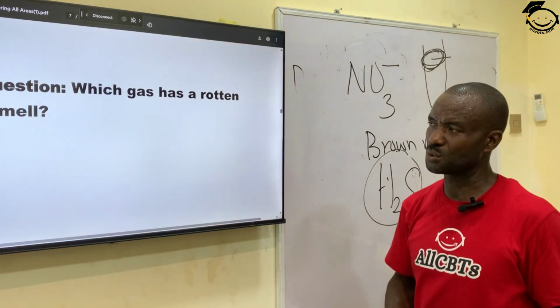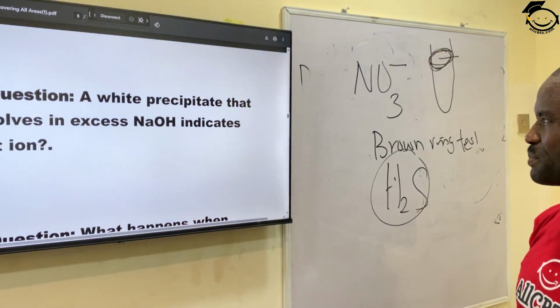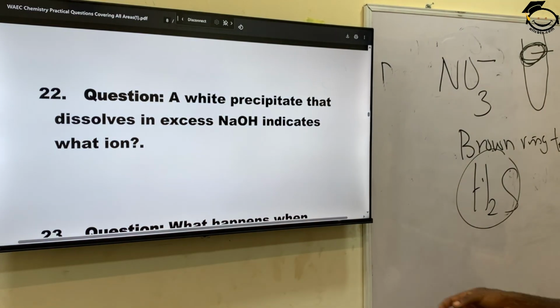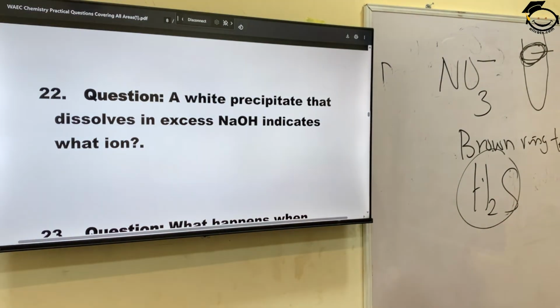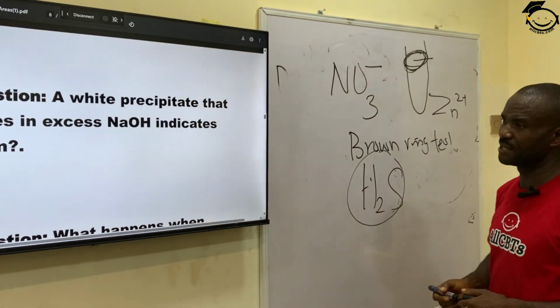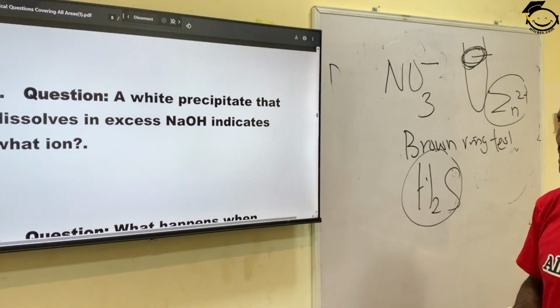Question 22. A white precipitate that dissolves in excess sodium hydroxide indicates what ion? It indicates zinc ion. Zinc is with this symbol, Zn2+.